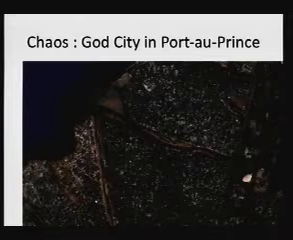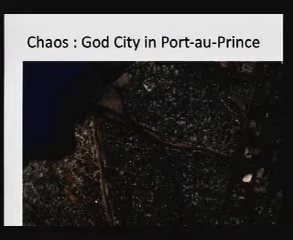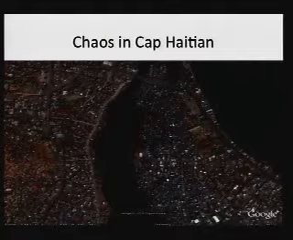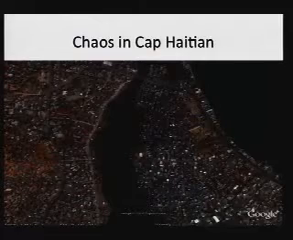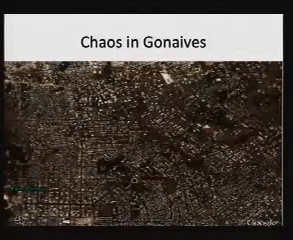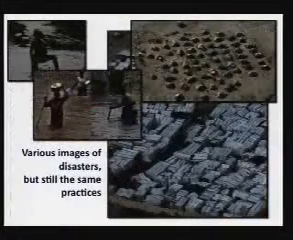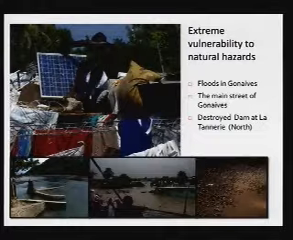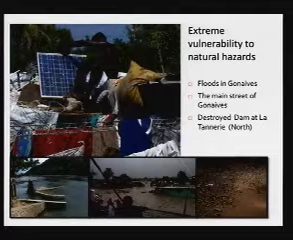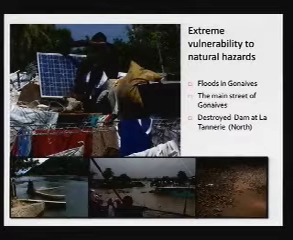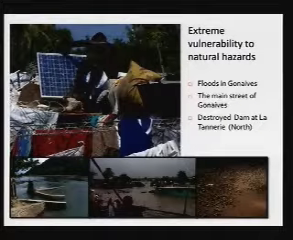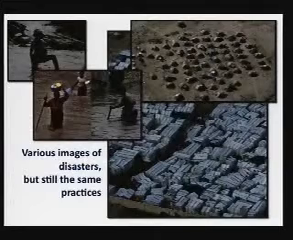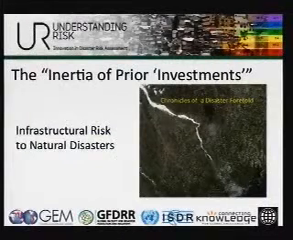To give you an idea, those are some views of some cities. Cité Soleil in Port-au-Prince, Gonaïves, the chaos in Cap-Haïtien, chaos also in Gonaïves. This gives you an idea. Those are various images of what is happening in Haiti. Here are floods in Gonaïves, the main street in Gonaïves, and you can see the water 2 meters high, and this storm damage in La Tannerie. But at the center, what we have is a very weak state.